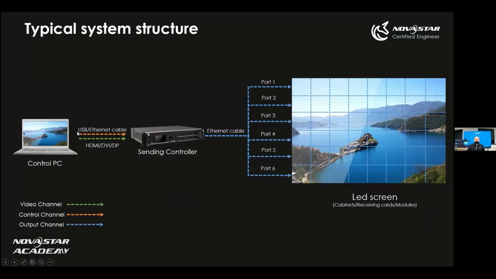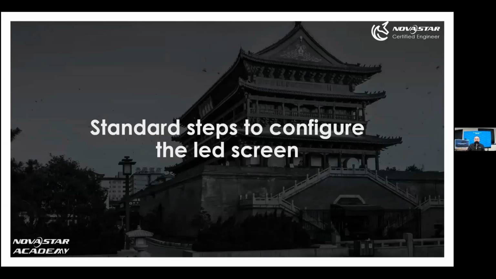Here, the control computer provides the control signal through a USB cable or Ethernet cable. We also use this computer to provide the video source. If we confirm everything is connected, the next step is to see how we can start with NovaStar software. The standard steps of configuring the LED screen are what we're going to talk about.